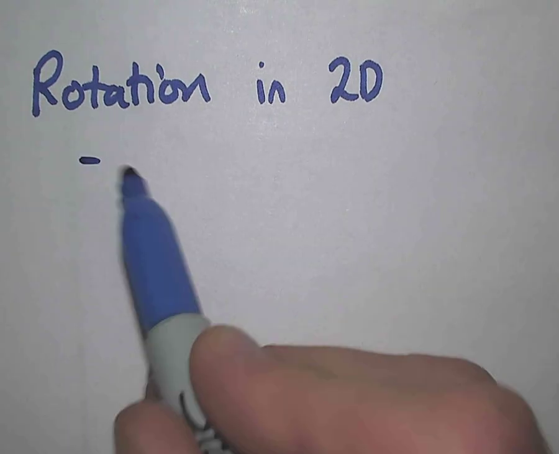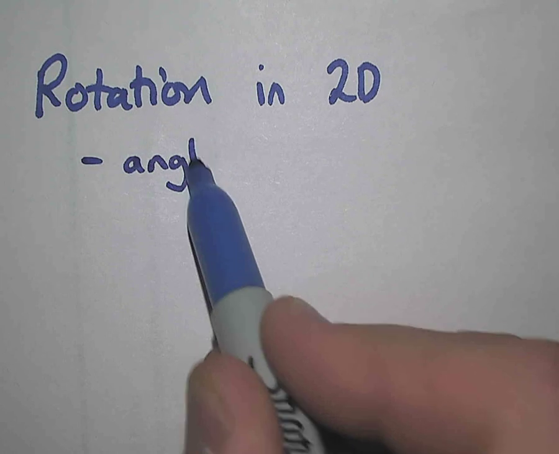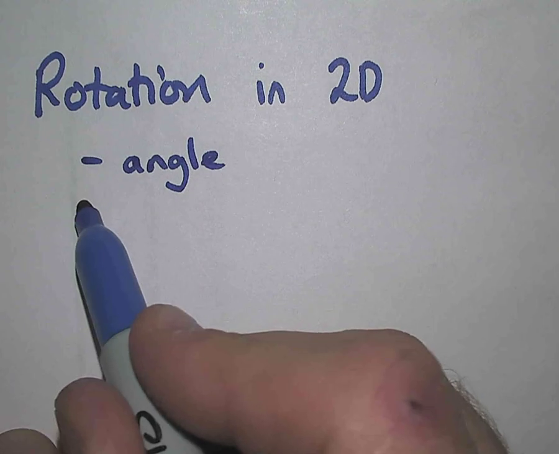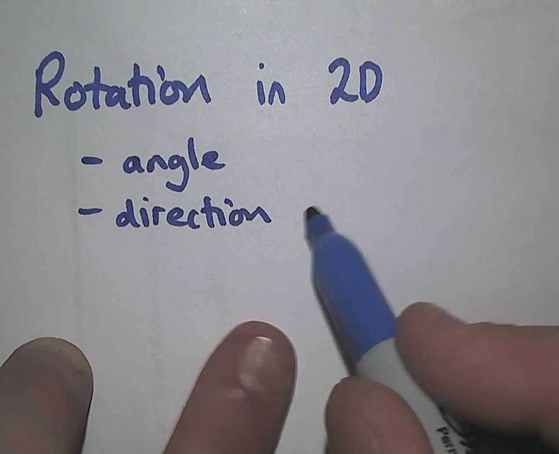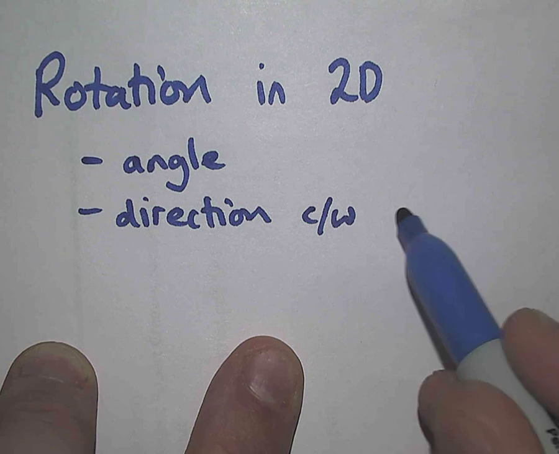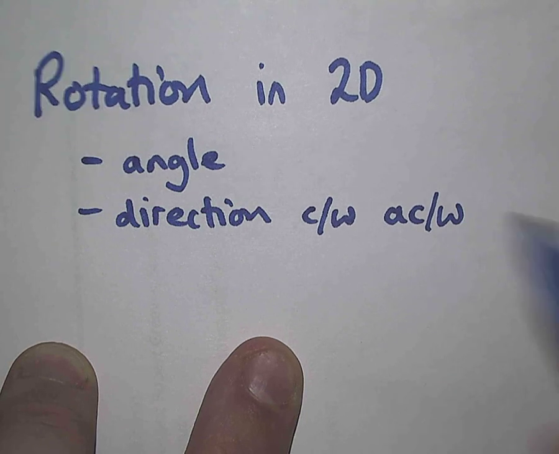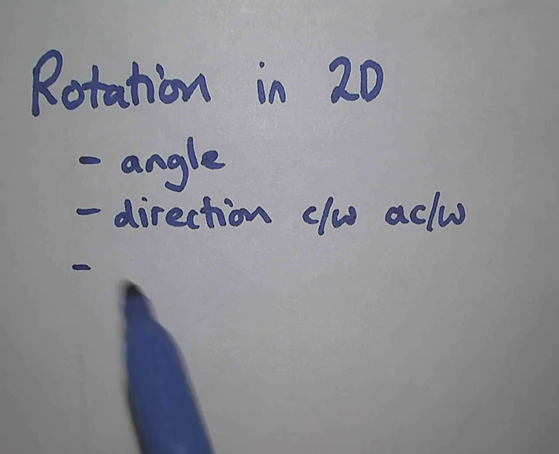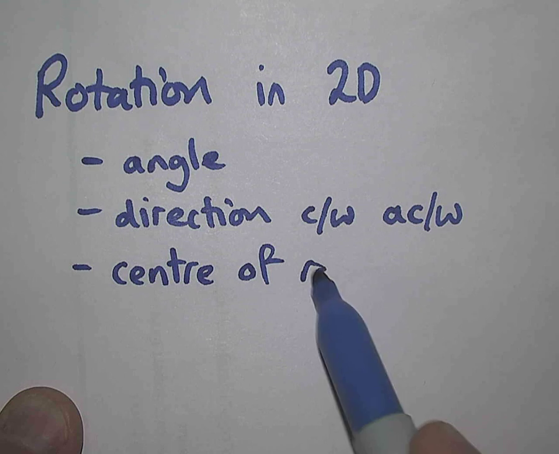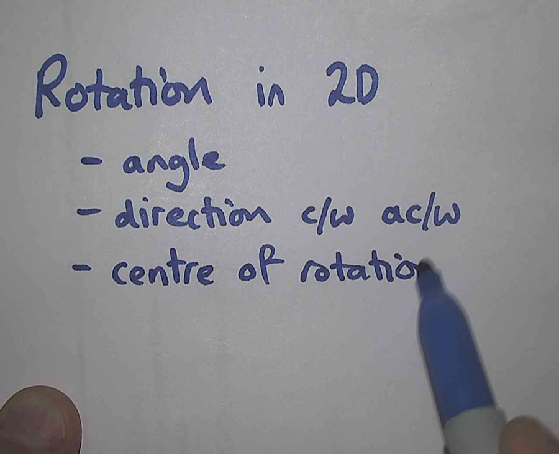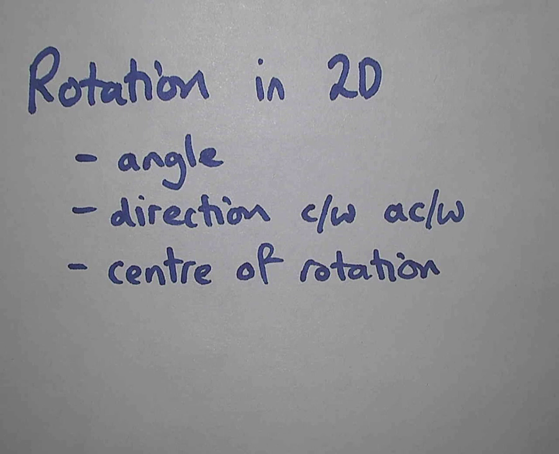This lesson will teach you how to rotate shapes in 2D. You're going to need three things: an angle of rotation, a direction. There are two directions: clockwise and anti-clockwise. And the last thing you're going to need is a centre of rotation. So, let's have a look at how you're going to do this.